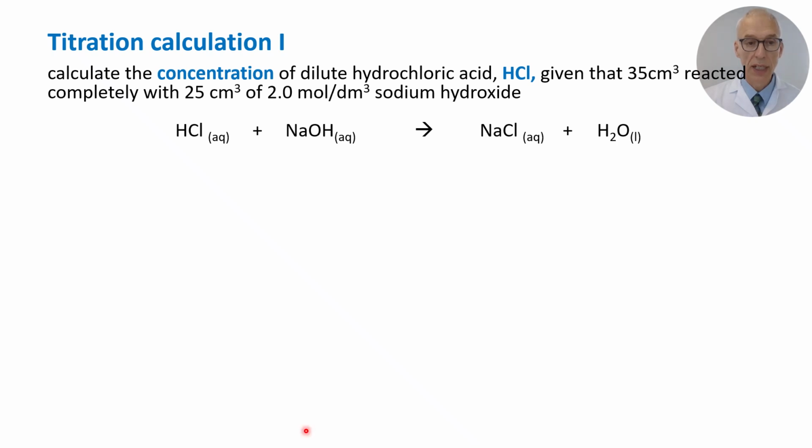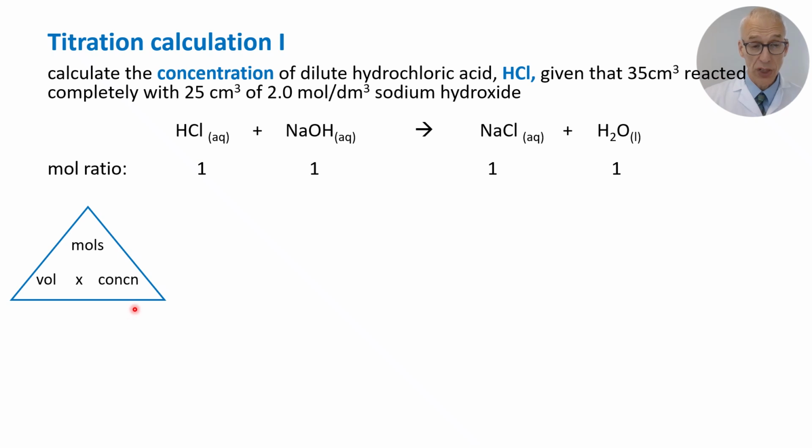So let's look at an example titration calculation. This is the sort of data you get. Calculate the concentration of dilute hydrochloric acid given that 35 centimeters cubed reacted completely with 25 centimeters cubed of 2 mole per decimeter cubed sodium hydroxide. So we have 1, 2, 3 values. We need to calculate the 4th. We have a balanced equation with a reacting mole ratio of 1 to 1 to 1 to 1. So it's a simple 1 to 1 ratio throughout.